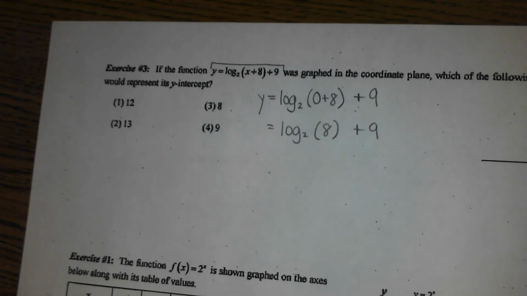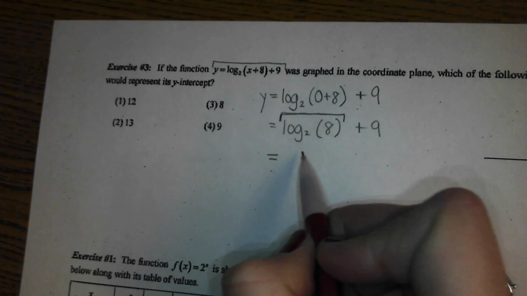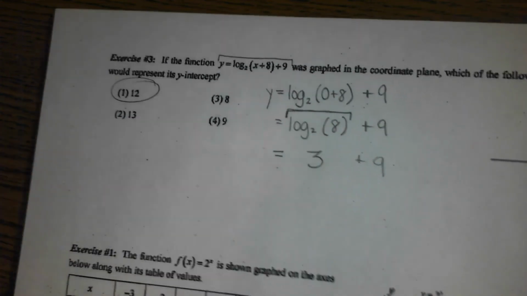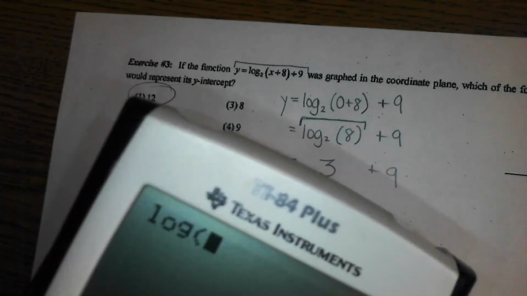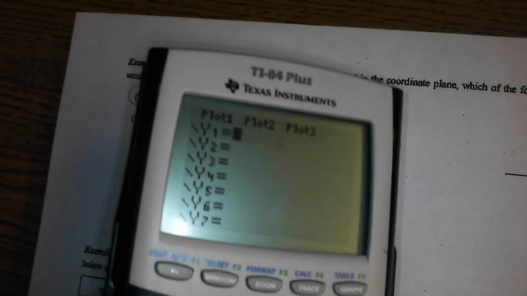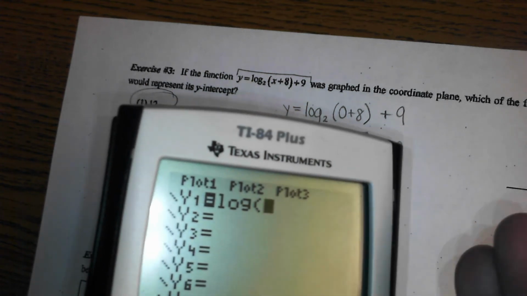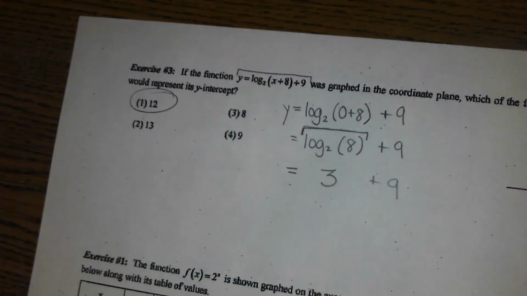What would come next? Do it like evaluating the log, right? Log base 2 of 8. 2 to what power gives you 8? 3. And so your answer is 12. You'd have a tough time graphing that on your calculator because if you go to y equals and you type log, it doesn't give you a base of 2. It doesn't give you a base option at all. It's just log. So what base is your calculator doing again? 10. So we'll talk about that at a later time.